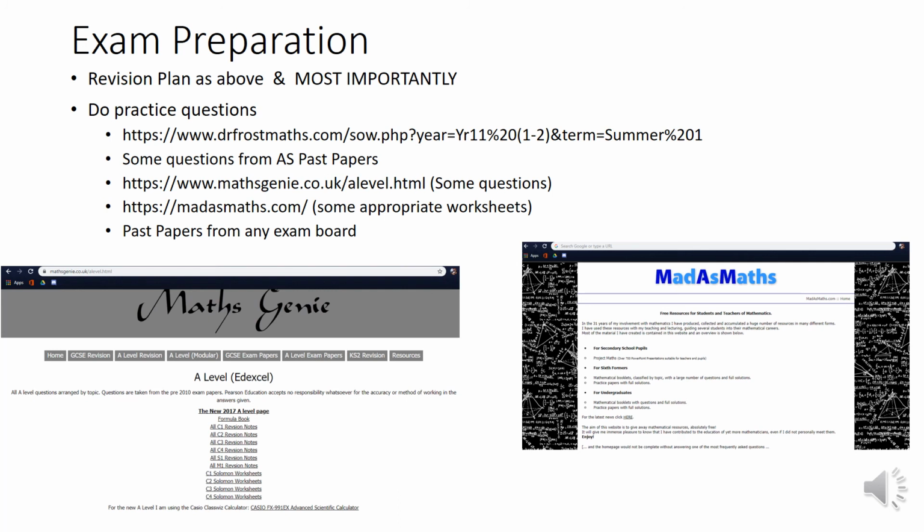Additional places you can get your practice questions from include AS past papers. Now, even though it's an A-level, it doesn't mean that you can't try some of the questions. For example, the calculus questions involving differentiation or other questions involving vectors. Some of the A-level Maths Genie papers are applicable, along with Madas Maths, who is another maths teacher, and he also has A-level resources applicable to Further Maths.